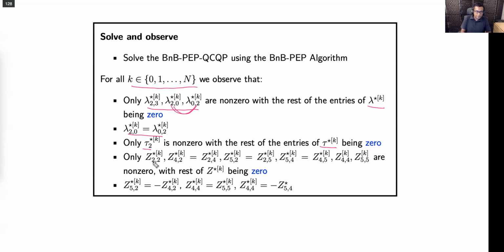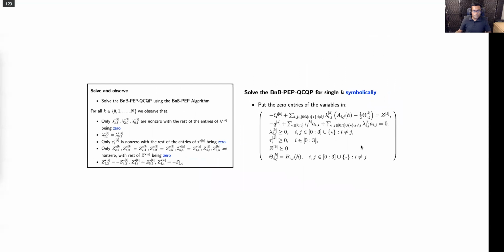We see a lot of sparsity in the low-rank Z through trace minimization, and we see that only these are non-zero in the dual selection matrix for the kth iterate, with the rest of the entries of Z star k being 0. Finally, we also see this specific pattern after we solve it. Once we have recognized this pattern through the polishing, we solve the BnB-PEP QCQP for a single k. Keep in mind, for a single k, it is essentially the constraints.